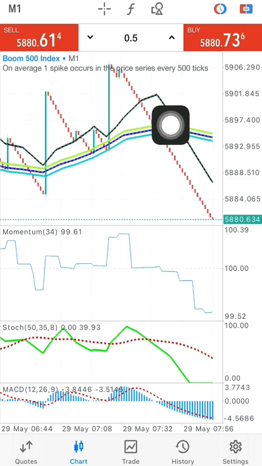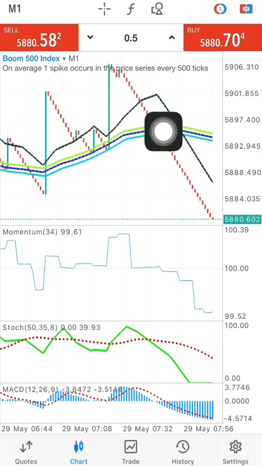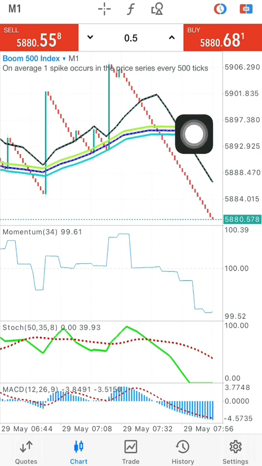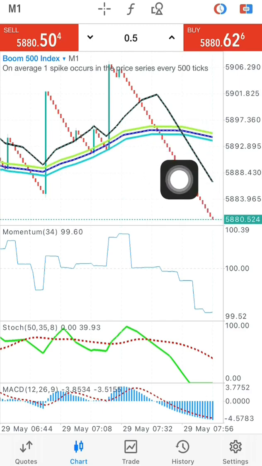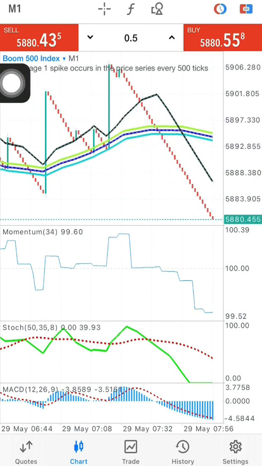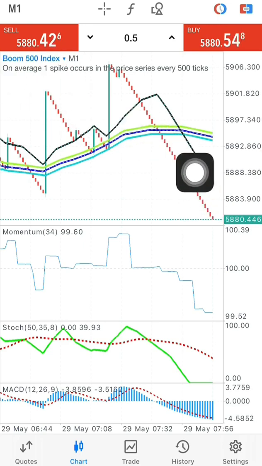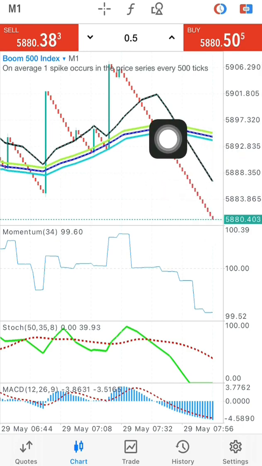We are using 4 good indicators here. Number 1 is the moving average on our main chart. When the candle is below all the moving averages, that is a very good entry for a sell trade. When the candle is below the moving average on our main chart, that's the first confirmation.